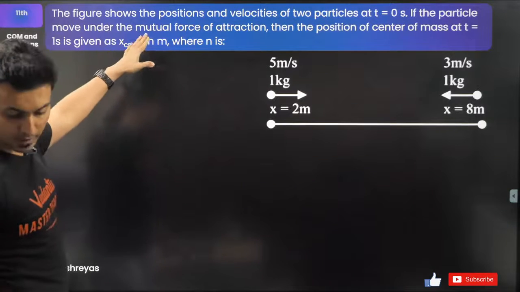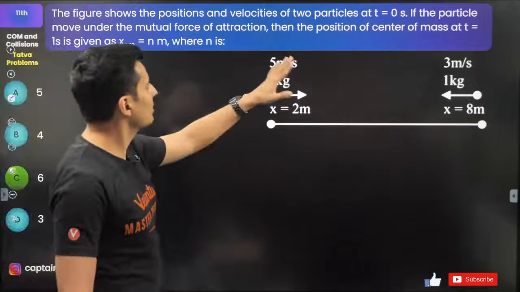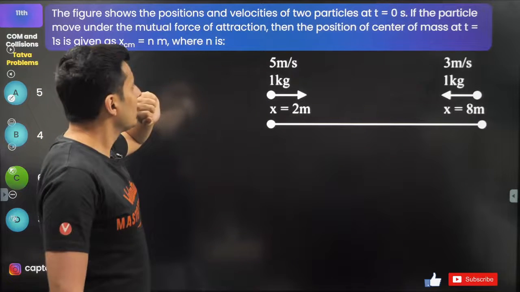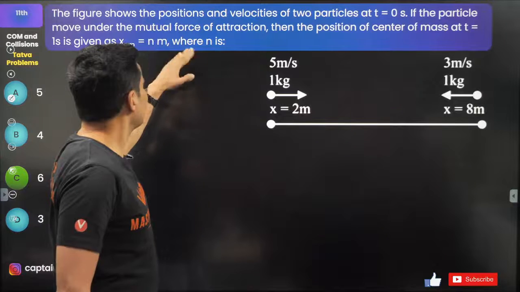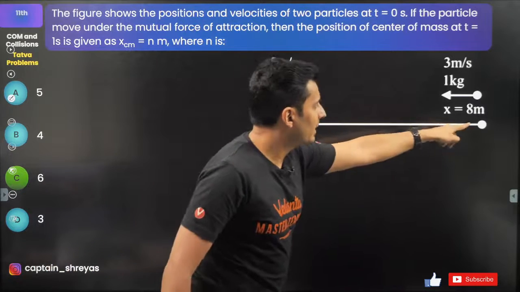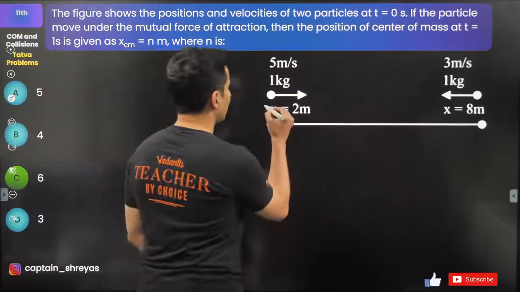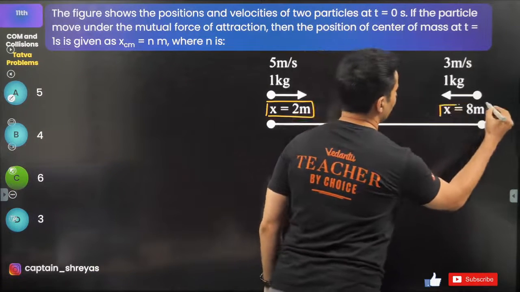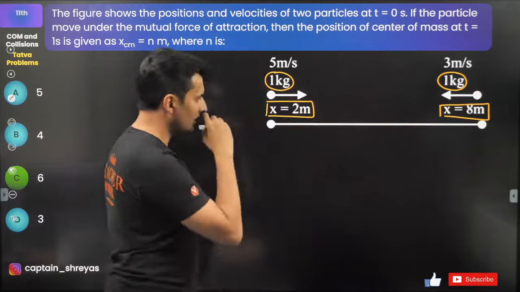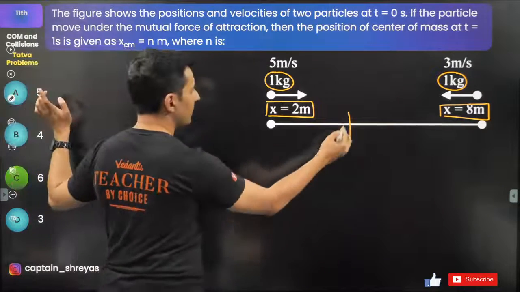The figure shows the position and the velocity of the two particles at 0 seconds. If the particle moves under mutual gravity, then the position of center of mass at 1 second is how many meters? Okay. Now, these are the two particles. I think their center of mass will be located somewhere. We can find that out. Just concentrate on this and on this. This is the mass. This is also the mass. So the center of mass will be located somewhere.